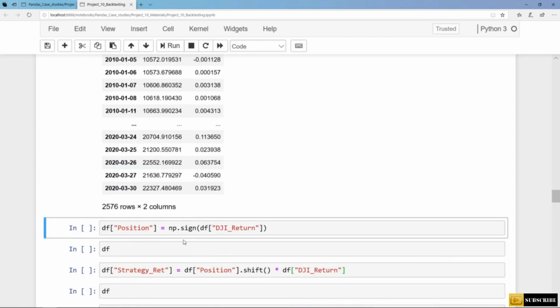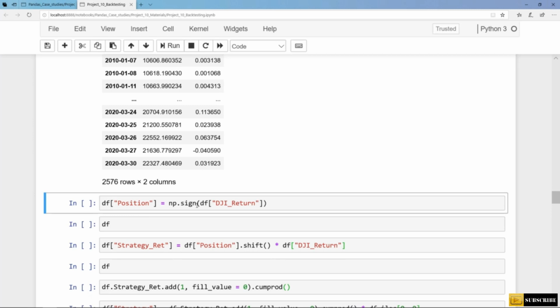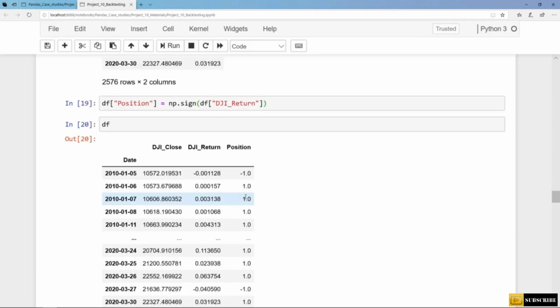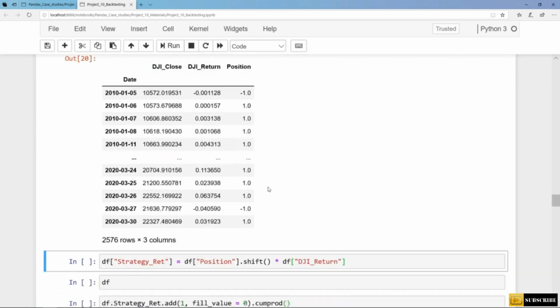And actually we can do this with np.sign. And actually np.sign determines the sign of the elements here. So either negative -1 or positive +1. And let's create the column position. And let's have a look here. So here on the 5th of January, we have a negative return, and therefore the position for tomorrow should be -1. Then on the 6th of January, we have a positive return, and therefore the position for the following day should be +1, and so on.